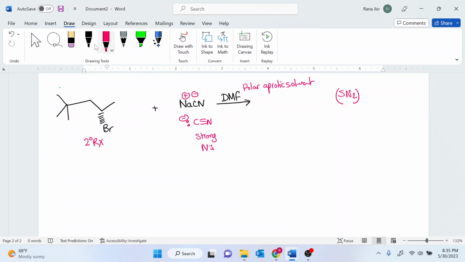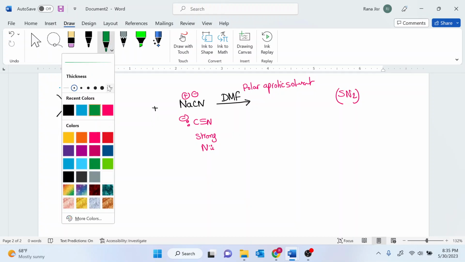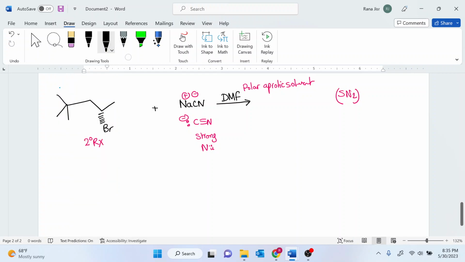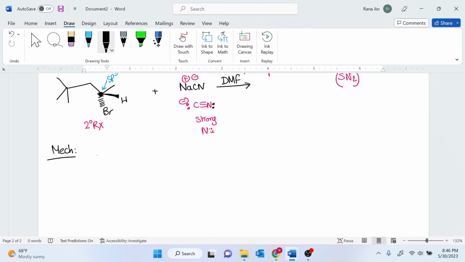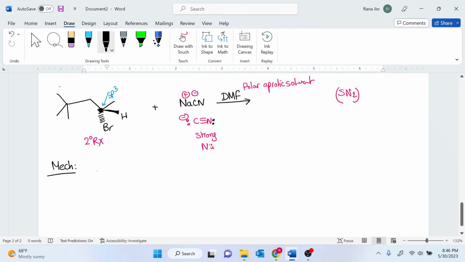SN2 reaction is one step. So let's go ahead and draw the mechanism of the reaction. So for the mechanism of the reaction, because they are showing you the stereochemistry on the sp3 hybrid carbon, you have to show the stereochemistry of the reaction, meaning that the reaction will proceed by inversion in the configuration. So you're going to start with your alkyl halide. And you're going to react it with your nucleophile.